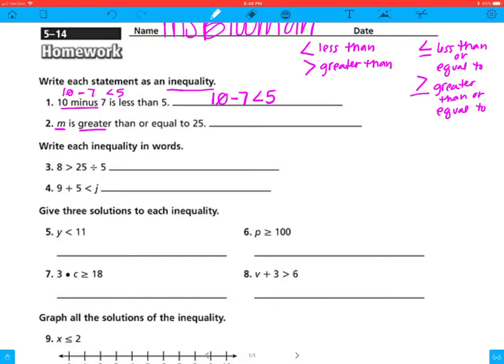The cool part about inequalities is that they have an infinite number of answers, whether you're looking at the left or the right. So m is greater than or equal to 25. Again, reading left to right, m is greater than or equal to 25.